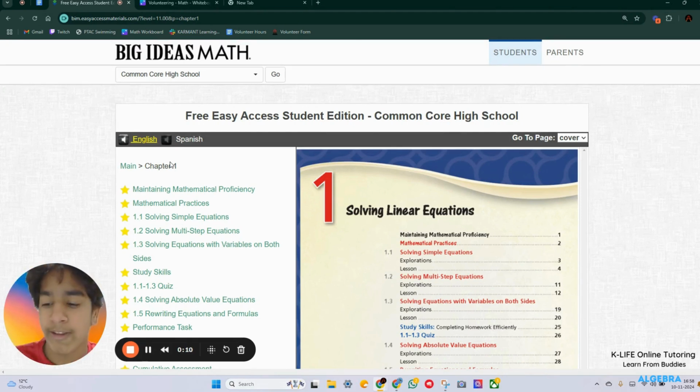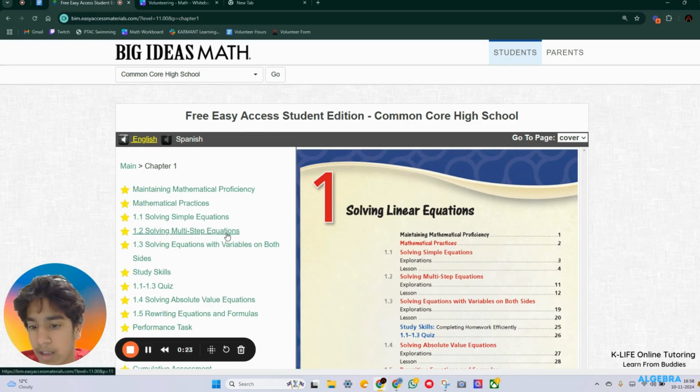Today we'll be continuing in chapter 1 and introducing some new concepts by using the old concepts that we learned in lesson 1.1 of this whole journey in chapter 1. So, our topic today is solving multi-step equations. Let's dive in.